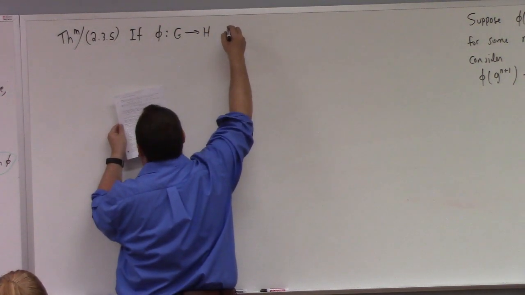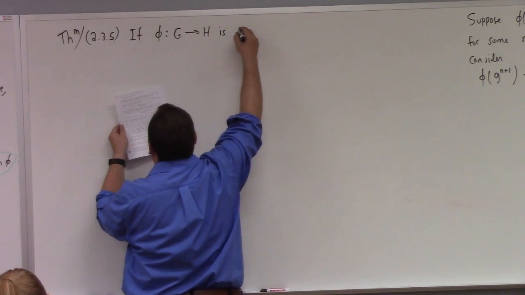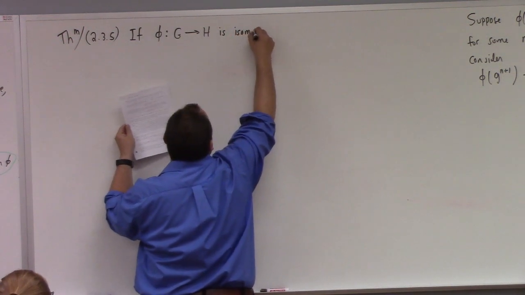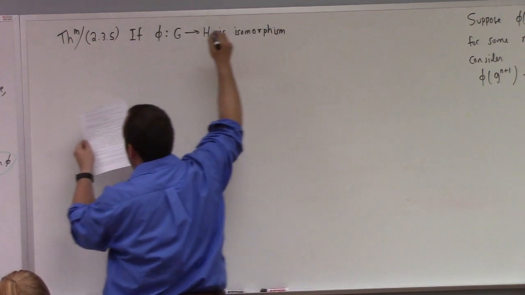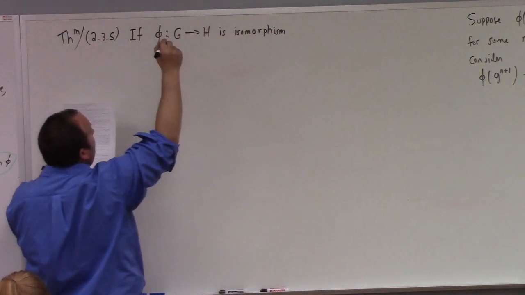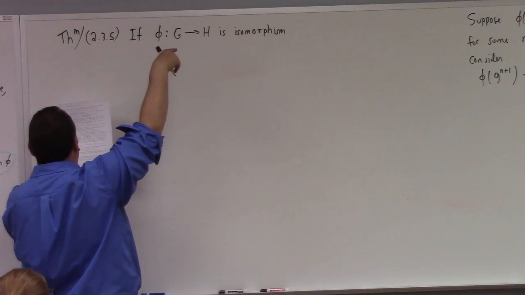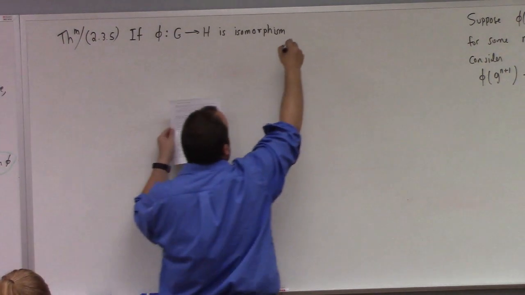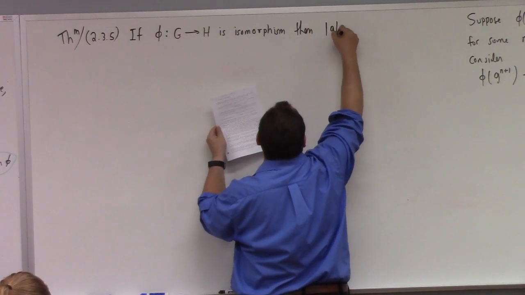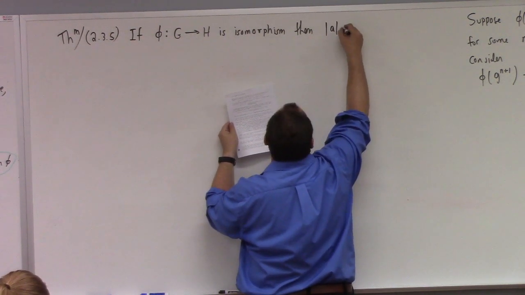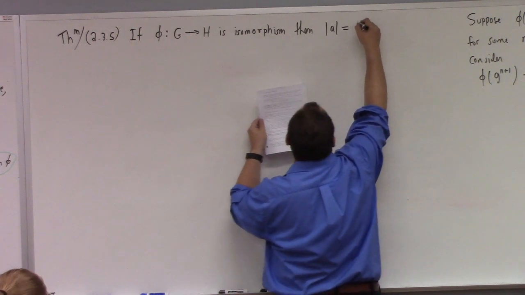Phi from G to H is an isomorphism. That's being sarcastic. Isomorphism. Oh, wait a minute. I don't have to tell you guys that. This is not the class where I have to explain when I'm being sarcastic. If phi from G to H is an isomorphism, then, now this is where it would not be true for a homomorphism. If we drop the bijectivity, it's no longer true here. Okay.